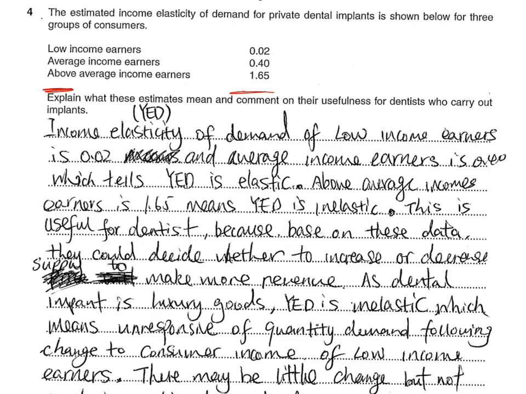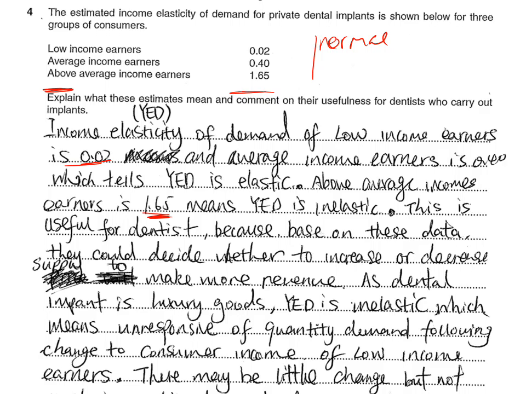You've got 3 different elasticities here. All the goods are normal goods. So income elasticity of demand for low income earners is 0.02, and average income is, which tells you that YD is elastic. Above average income is 1.65, which means YD is inelastic. We've got some problems here in terms of the figures.